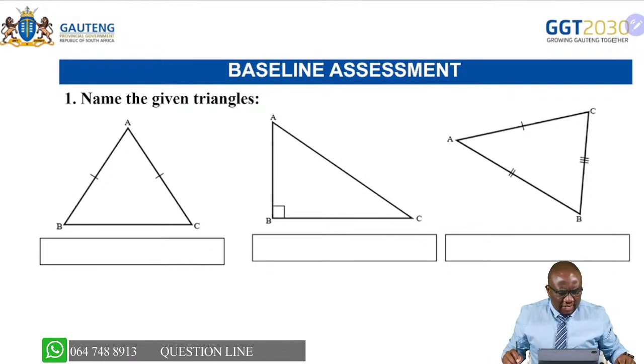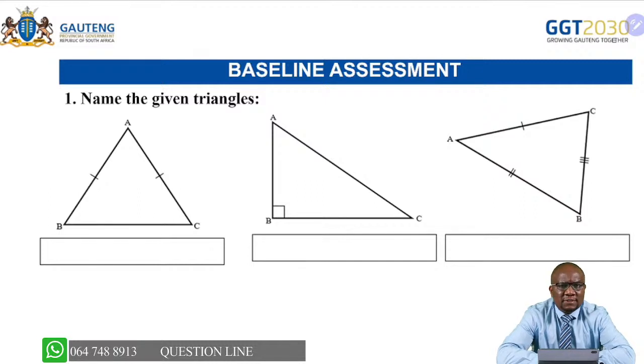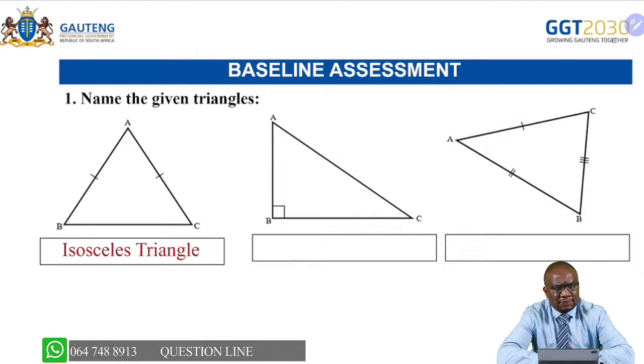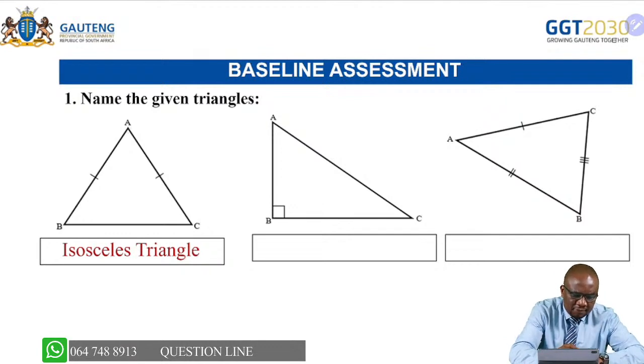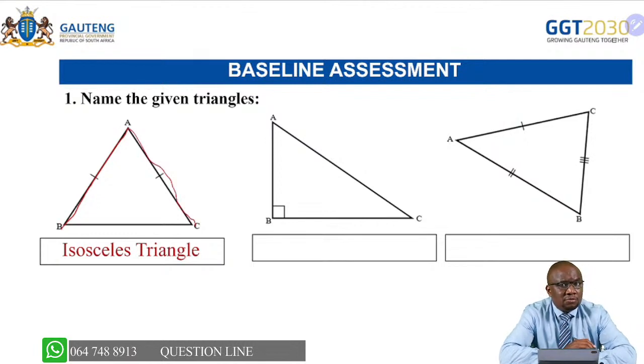Right, the first triangle, triangle ABC, what type of triangle is that? It is an isosceles triangle. Why is it an isosceles triangle? Because we have two sides, side AB is equal to side AC. You see that the two sides are equal.